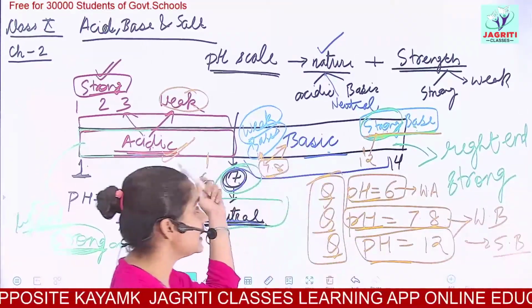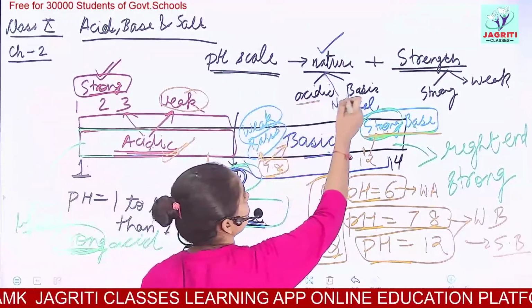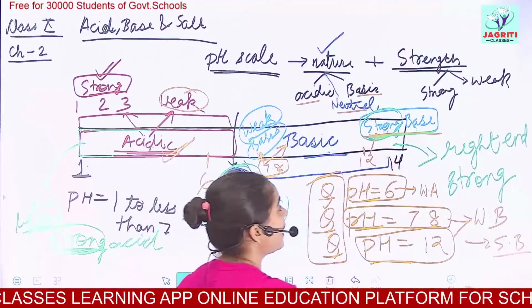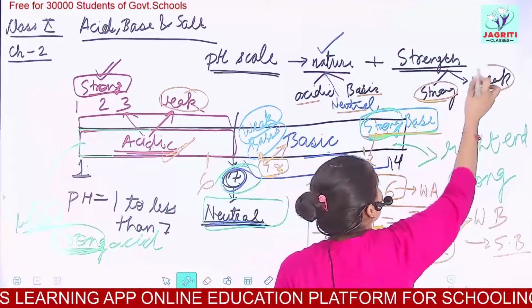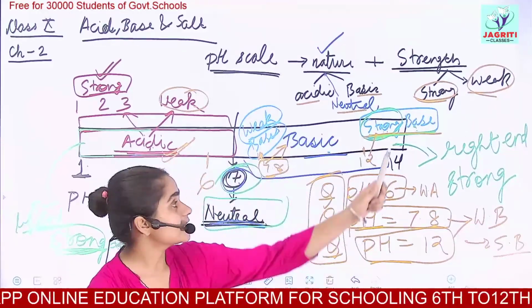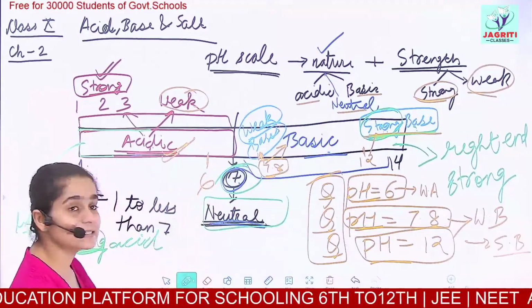This is the pH scale which we use to identify the nature, acidic, basic or neutral, and its strength or power. So it may be a strong acid or it may be a weak acid. Similar is the case with base. It can be a strong base or it can be a weak base. So this is the pH scale.